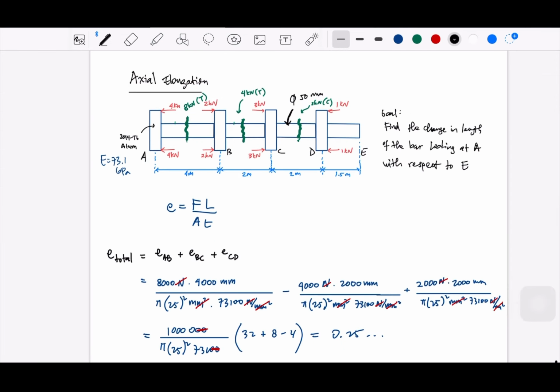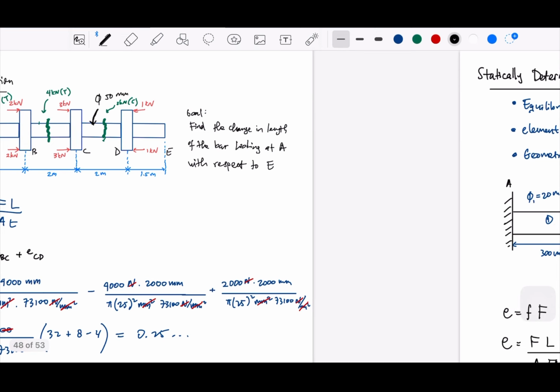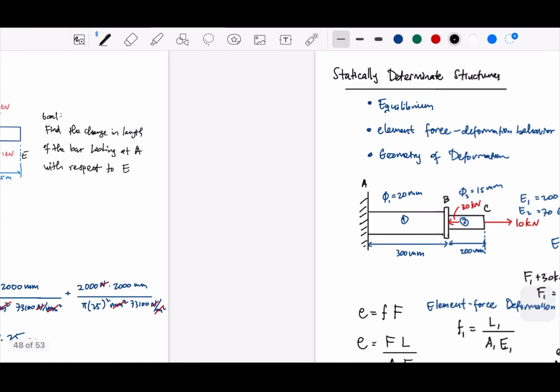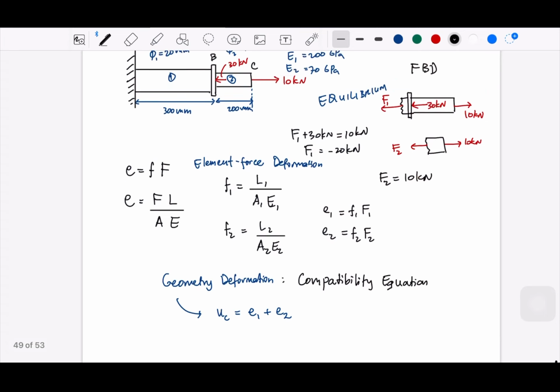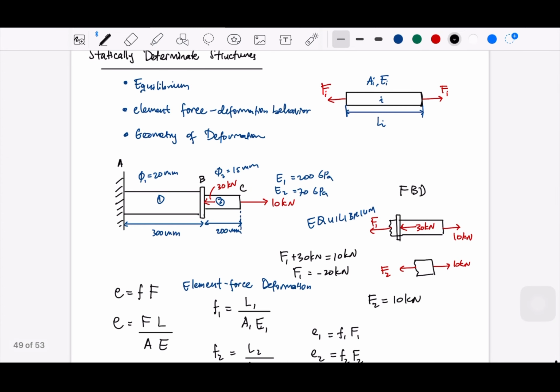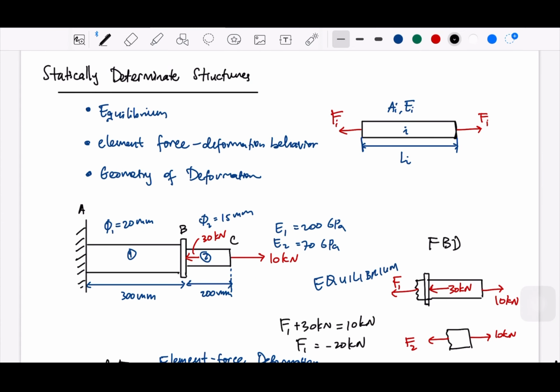Okay, then. I think last time, oh yeah, we haven't finished this. Okay, so in most cases, this bar, I think, will be frequently asked, like you have 2 bars like this. Either it's different diameter or maybe different materials, like different E, that might be asked.